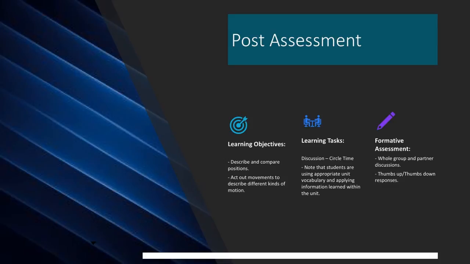For the post assessment, the students are going to be able at the end to describe and compare positions, and act out movements to describe different kinds of motion. And we're going to have discussion during circle time. I need to know that students are using the appropriate unit vocabulary and applying information learned within the unit. The assessment is going to be whole group and partner discussions, and also thumbs up and thumbs down responses.